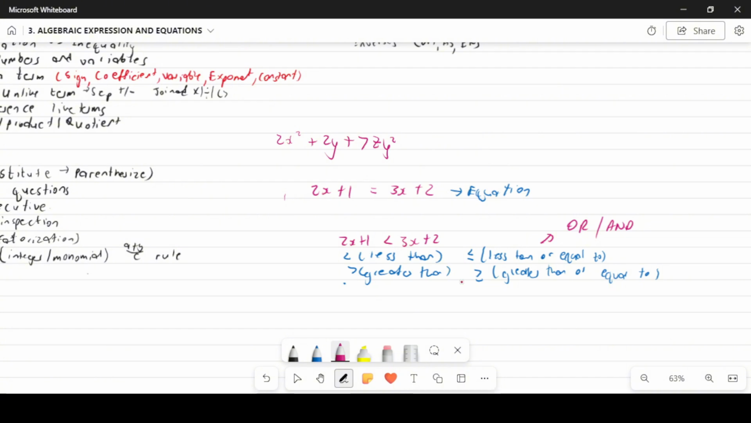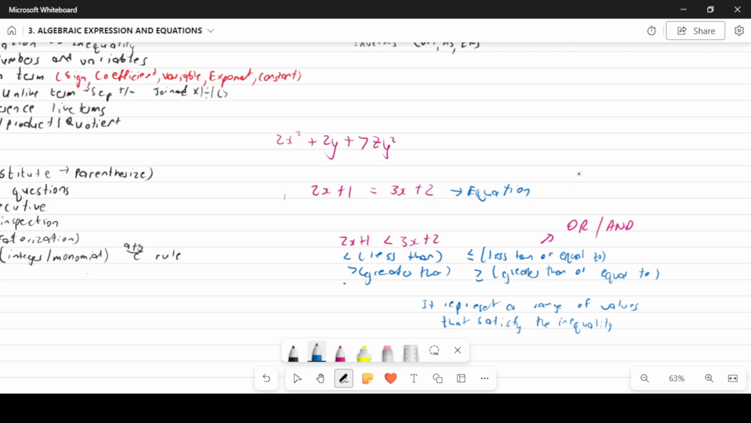And this is very important. It represents a range of values that satisfy the inequality. Very important. So it represents a range of values that satisfy the inequality.